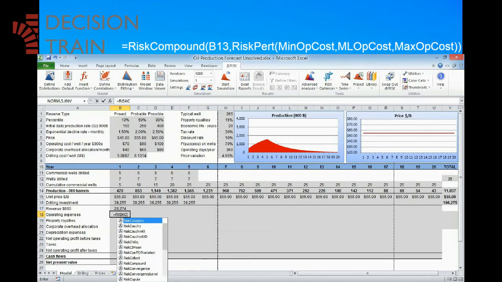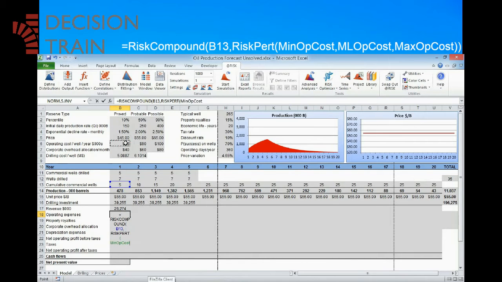Equals RiskCompound, open parenthesis, B13, comma, RiskPert, open parenthesis, MinOpCost, comma, MLOpCost, comma, MaxOpCost, close two parentheses. This formula compounds the number of wells that it operates at any given year and, for each one of them, calculates a different operating cost based on the parameters defined with a PERT distribution requiring a minimum, a most likely and a maximum amount of operating cost per year per well.